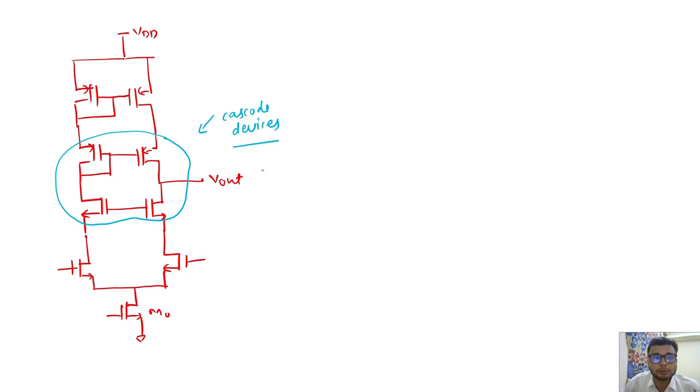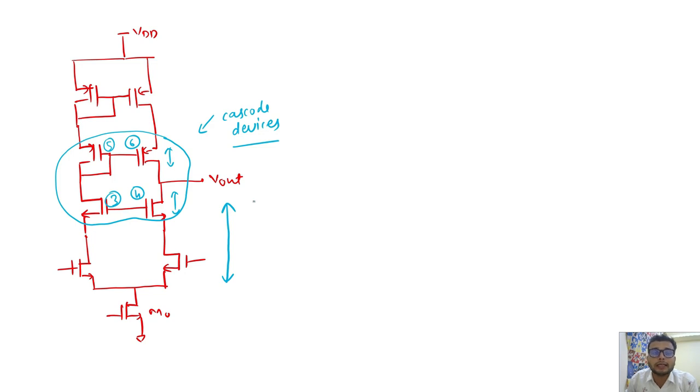the problem is that to keep these transistors in saturation, some voltage is consumed on this side. This is M3, M4, M5, M6. So these M4 and M6 are consuming more headroom here. They are consuming voltage, at least their overdrive voltage.